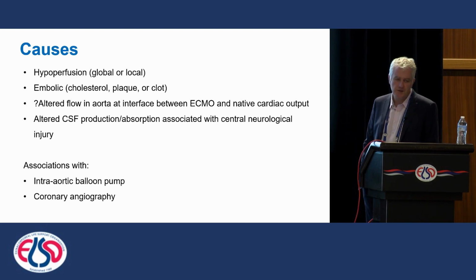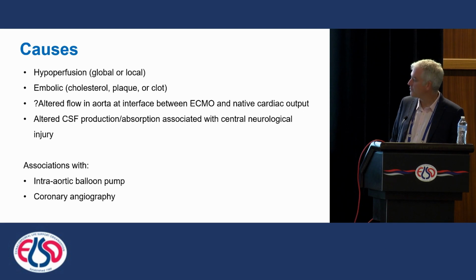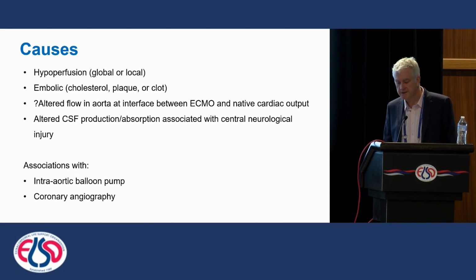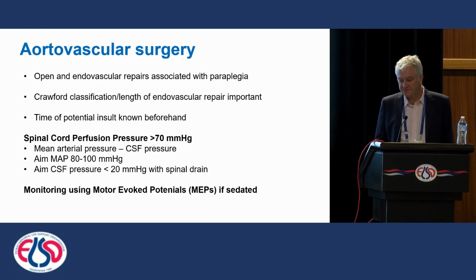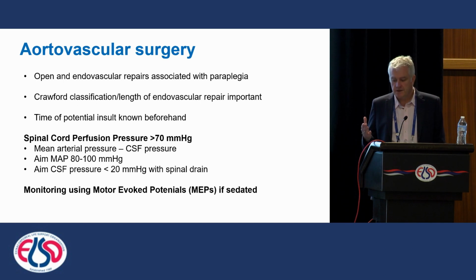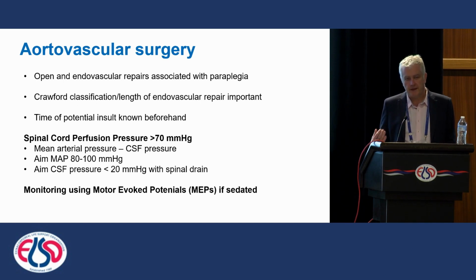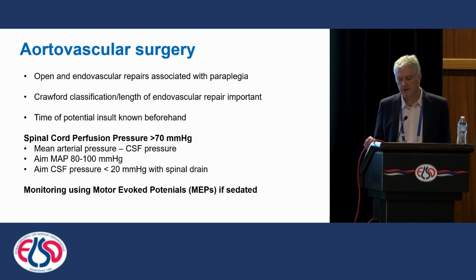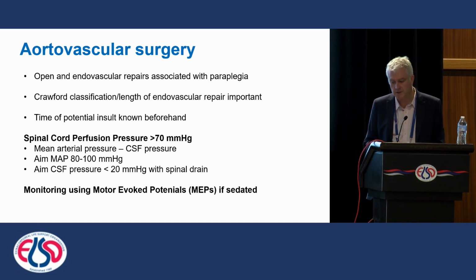And there's associations out there with the use of intra-aortic balloon pumps, which of course are moderately common on VA ECMO, and coronary angiography, which is very common probably on VA ECMO. But most of what we know is really related to aortovascular surgery, of people repairing these descending thoracic aortic aneurysms, either with open techniques or increasingly so with endovascular techniques. So there's a very big association with paraplegia in these procedures.